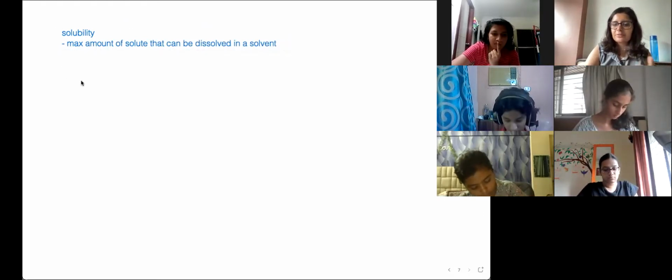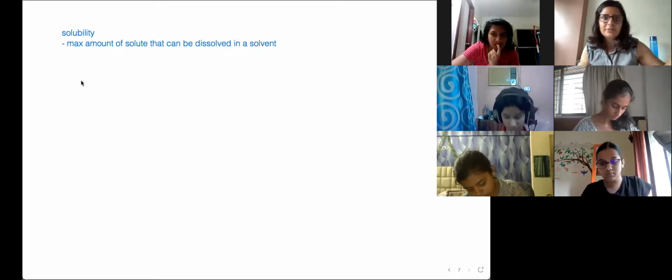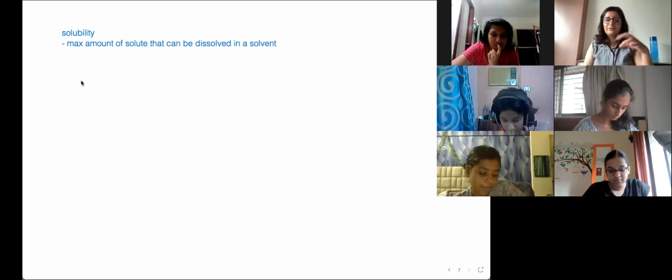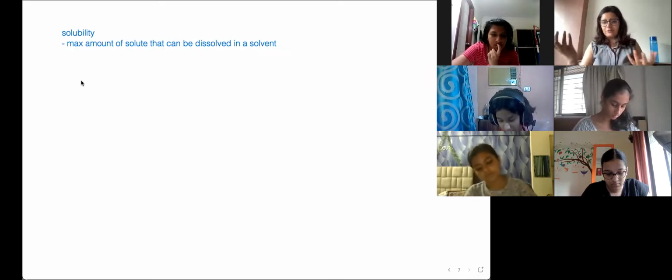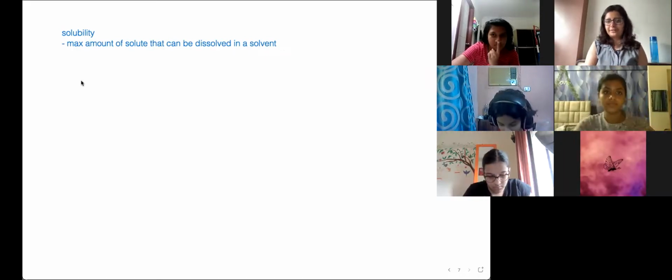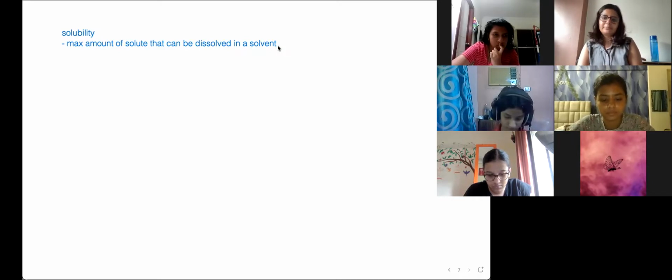Why do we say maximum amount? Because you must be familiar with something called a saturated solution. The solute particles are occupying spaces in between the solvent particles. So available spaces agar pure fill ho gaye, you can't dissolve more solute in it. So that is the maximum amount of solute that can be dissolved in a solvent at a particular temperature.